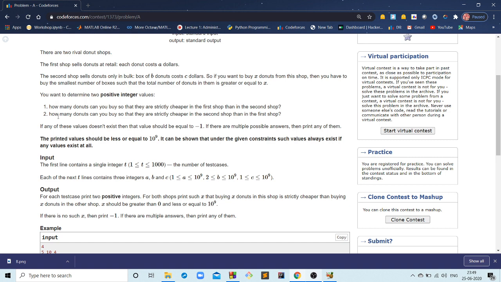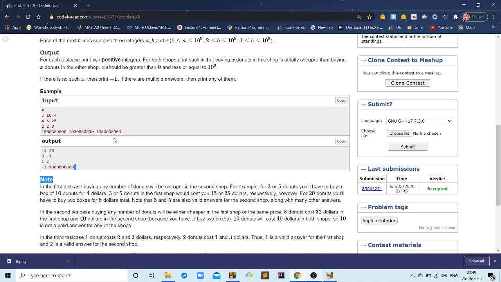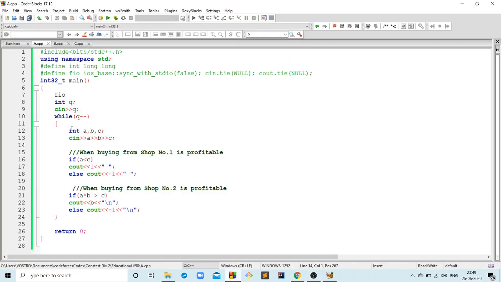In each input, a variable t is given, which is the number of test cases. For each test case, a, b, c is given. We need to determine those two positive integers for each one of them. So let's see how we can do this. Here I have taken t as input and a, b, c as input. Now let's think of a case when buying donuts from shop number 1 is profitable.